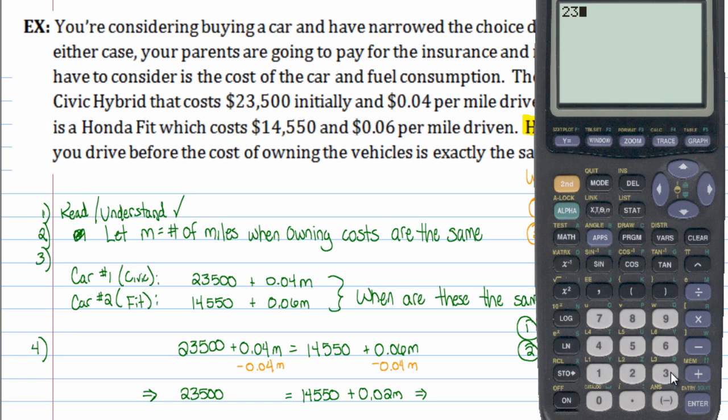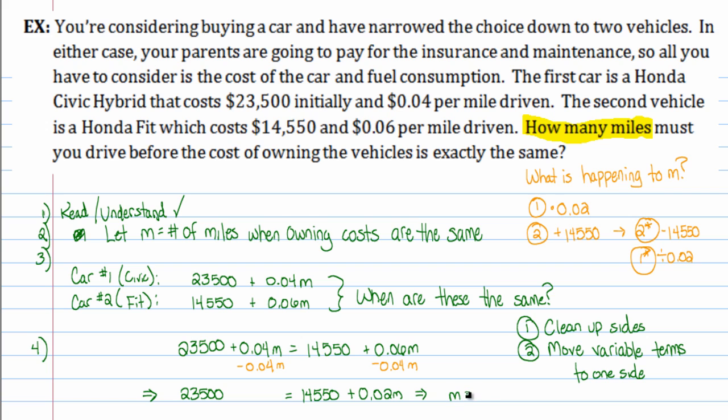We had 23,500 minus 14,550. So that'll be the subtraction process, and then we're going to divide that by 0.02. So we get 447,500. And now I can put that in context of the problem. How many miles must you drive before the cost of the ownership is the same? 447,500 miles. At that point, the cost of owning the cars is exactly the same.